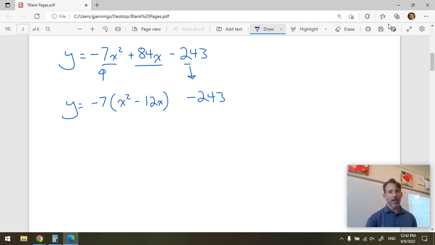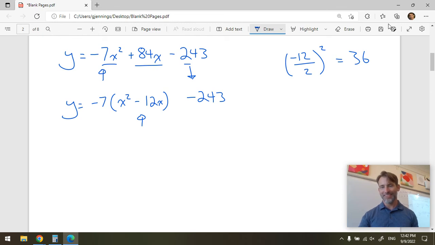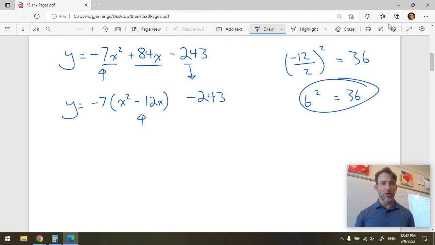Okay, now I do the same completion of the square for this bracket. So I find my Jerry Maguire number. The b is negative 12, so I divide that by 2 and square it. That's equal to 36, because negative 6 squared is 36. So I'm going to add and subtract 36 from this.